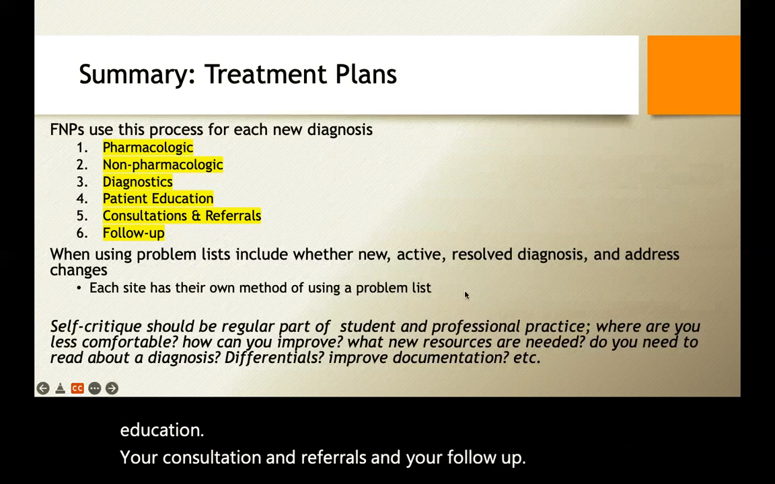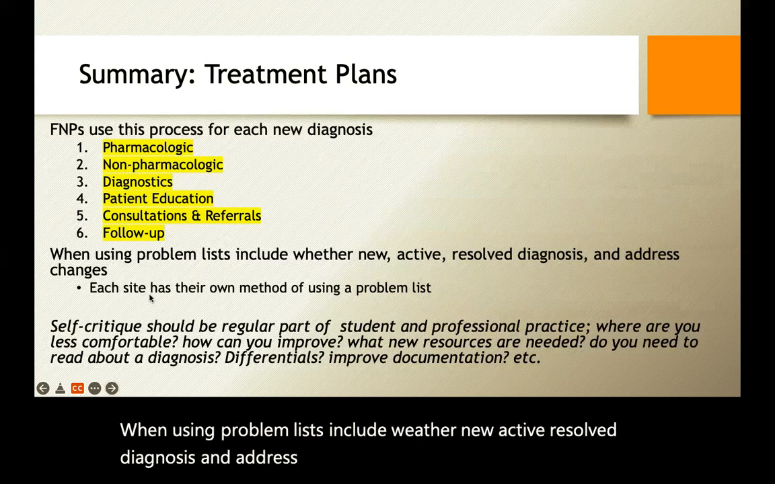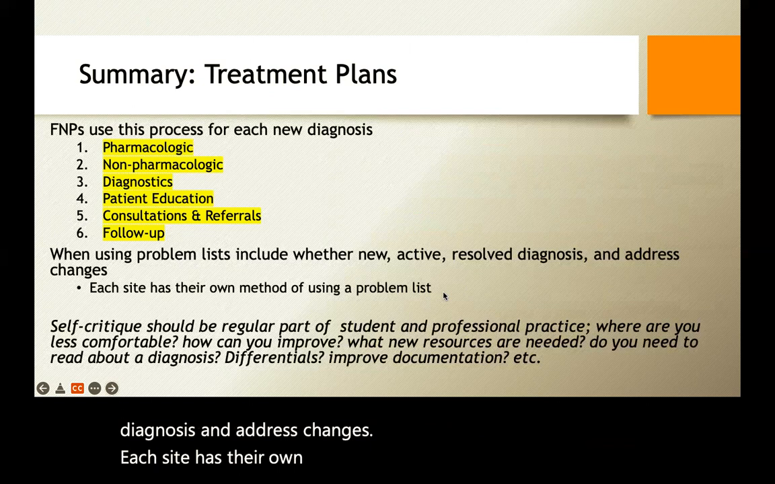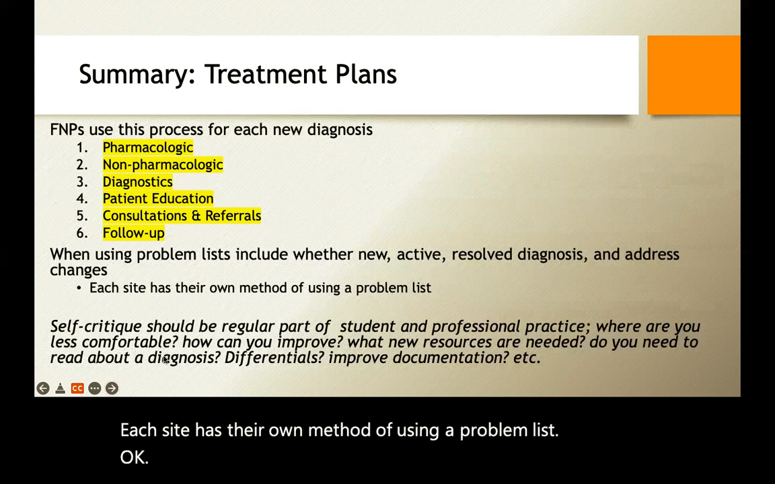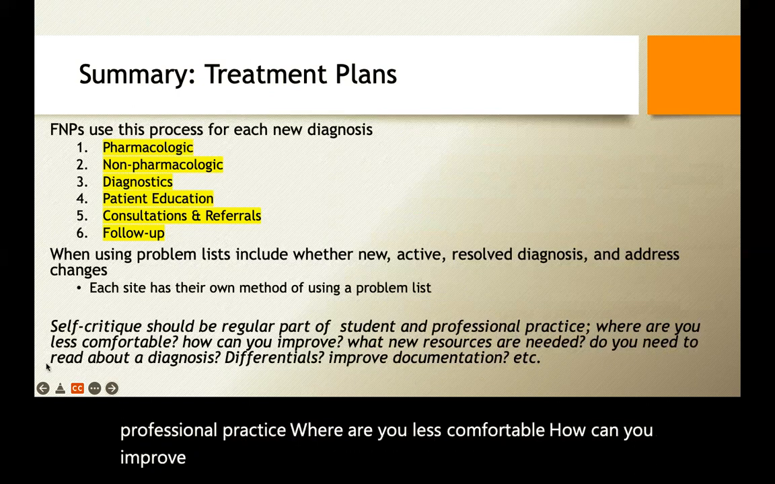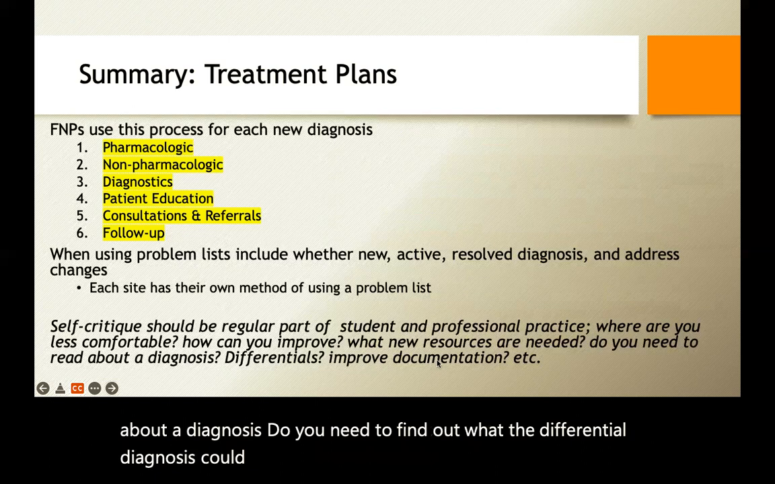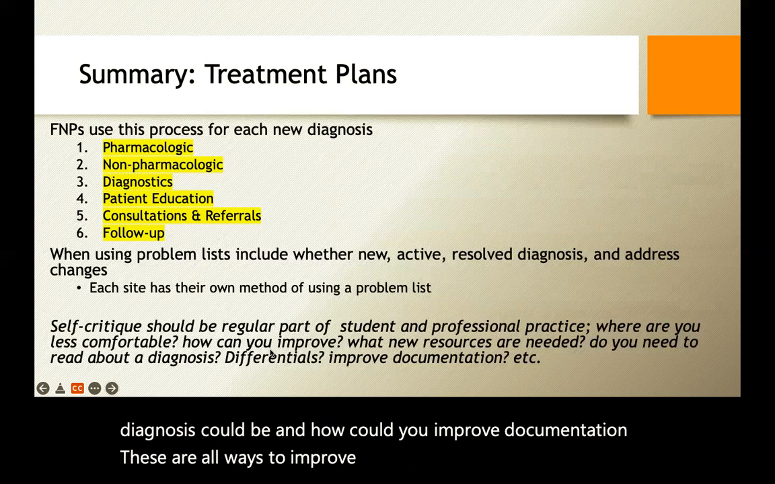When using problem lists, include whether new, active, resolved diagnosis, and address changes. Each site has their own method of using a problem list. Okay. So self-critique should be a regular part of student and professional practice. Where are you less comfortable? How can you improve? What new resources are needed? Do you need to read about a diagnosis? Do you need to find out what the differential diagnosis could be? And how could you improve documentation? These are all ways to improve your processes as an FNP.